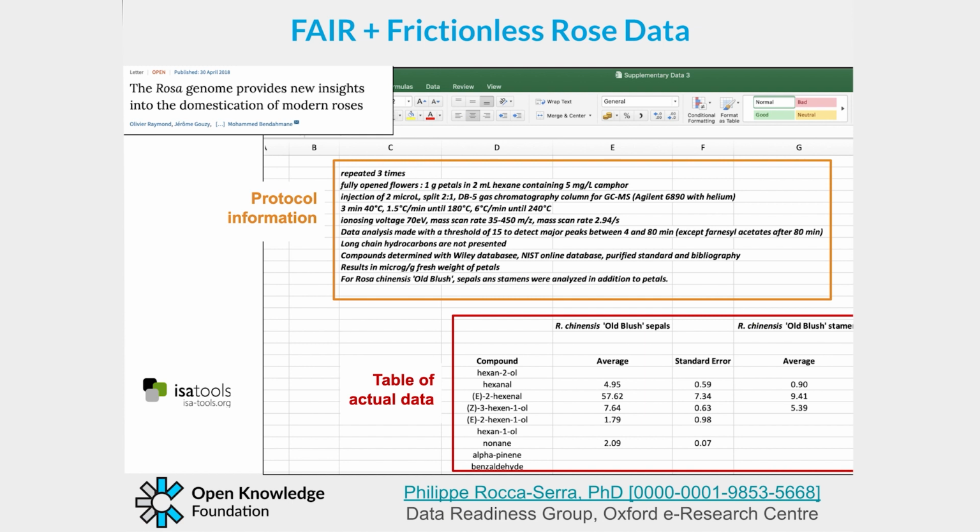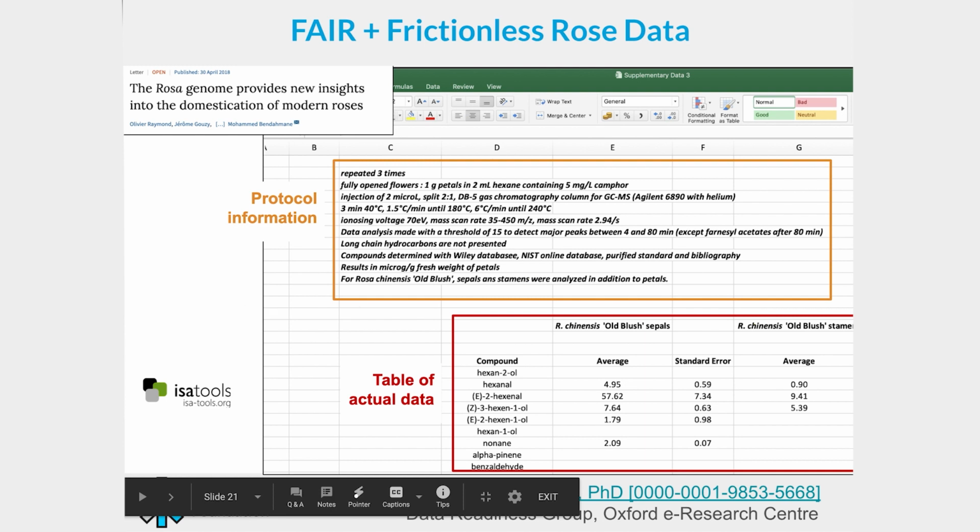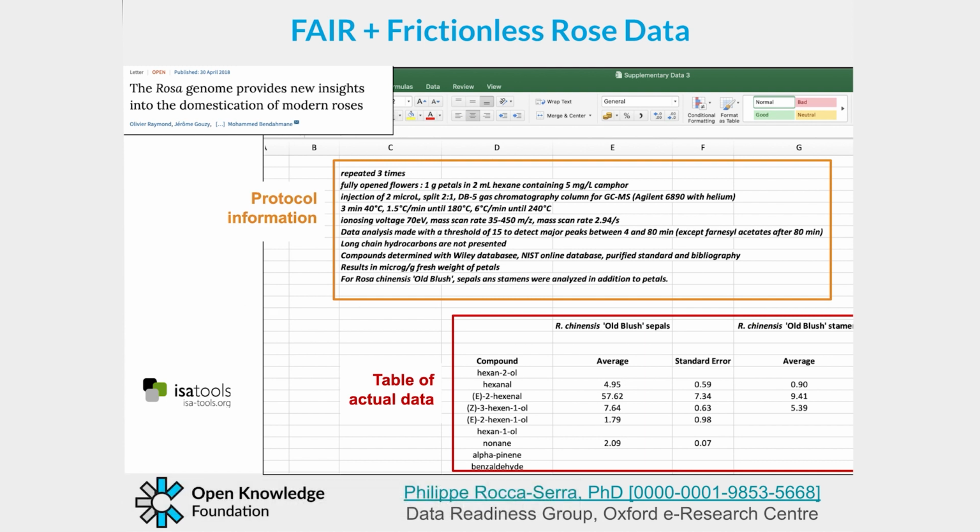So this is actually a screenshot of the supplementary data from this paper. And you can see automatically that it's not super machine readable. There's a ton of white space. It's formatted for humans to read. So for instance, there's the protocol information at the top, and ideally we would have this included in the metadata in a machine readable format. And then also we have this table of actual data here. And again, there's a lot of blank spaces. It's formatted for humans.